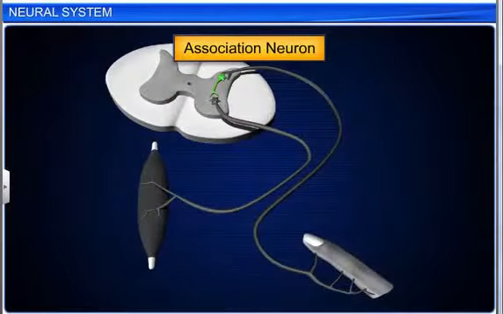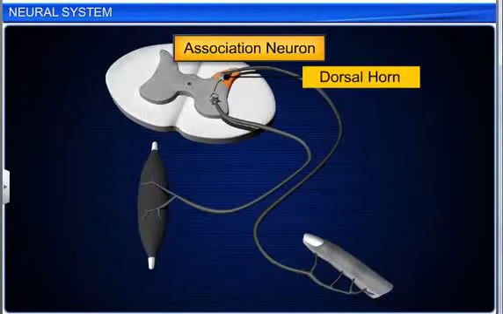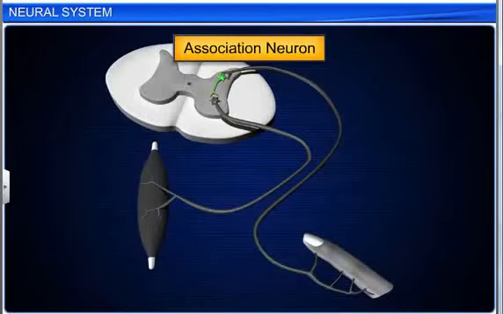Association neurons, which are also called interneurons or mixed neurons, are found in the central nervous system. For example, the dorsal horn of the spinal cord. They interlink the axon of a sensory neuron with the dendron of a motor neuron.